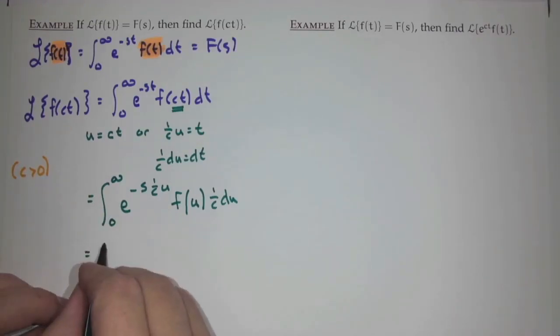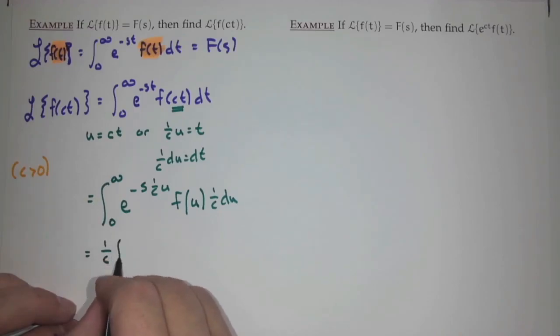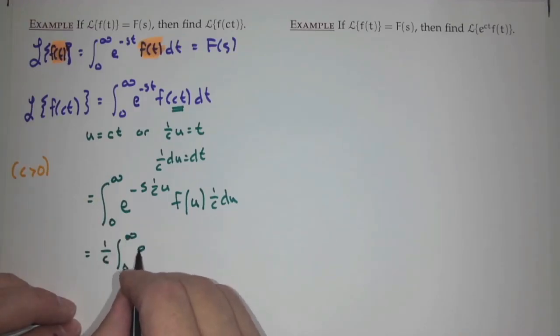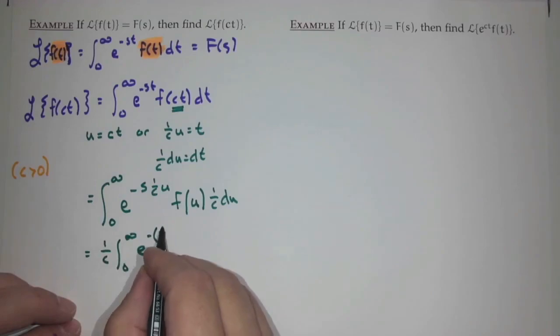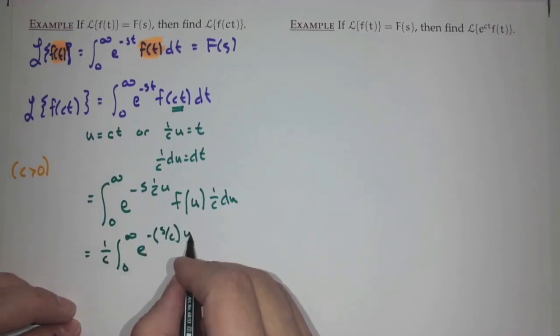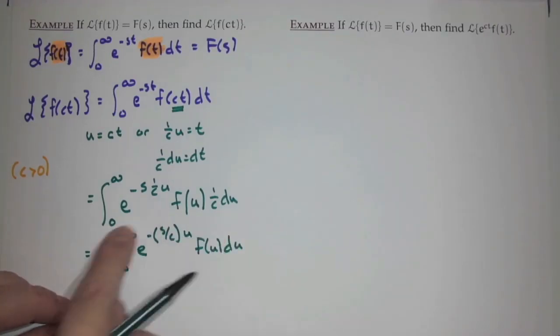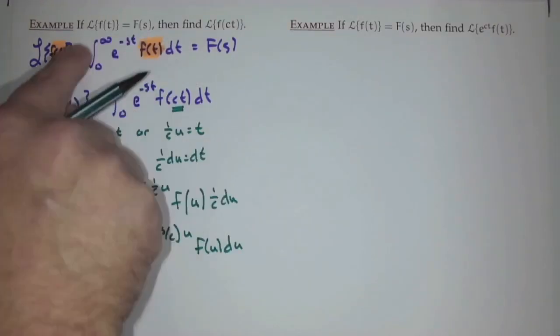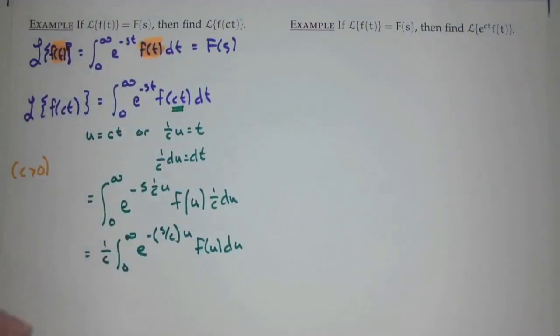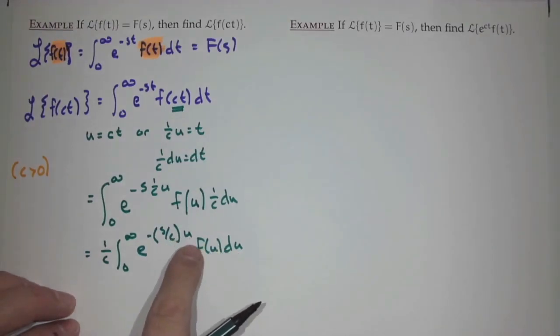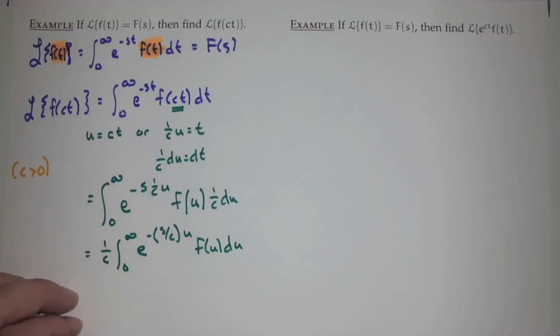The 1/c is on the outside. That can be pulled out of the integral. And then we can write this as the integral of e^(-(s/c)u) f(u) du. And then we ask, how does this compare to that? Because we're thinking in terms of Laplace transforms. And remember, u is just a symbol. I can replace it with any symbol I like. So if you're not comfortable with u, replace it with a variation of t.